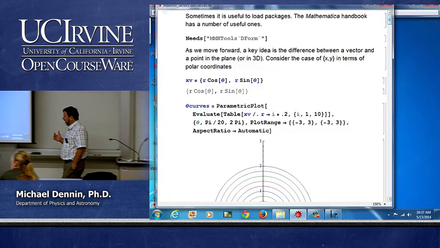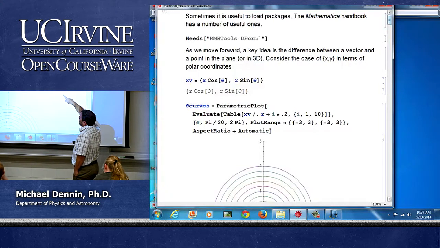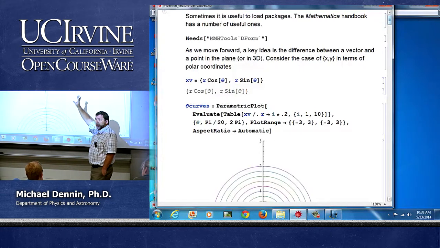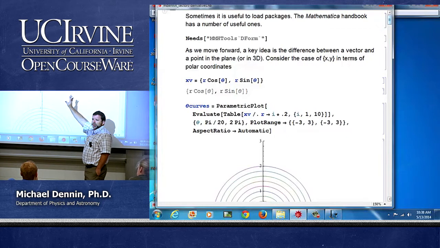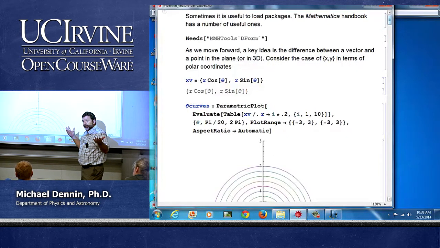But I wanted to highlight a few features of dealing with things in Mathematica. Something we haven't talked about yet is this idea of loading packages. So particularly with the Mathematica handbook, Peter Taborek has written a lot of very useful tools that solve a lot of problems, and there's no reason to recreate them. It's one of the reasons I have you buy the Mathematica handbook.